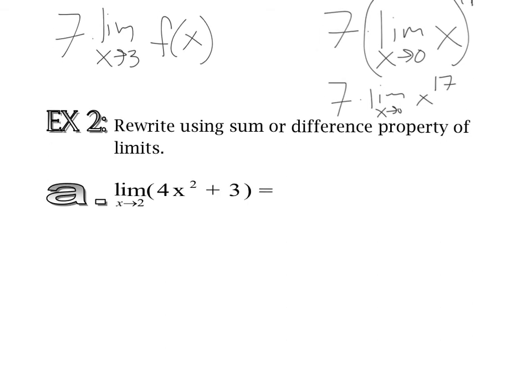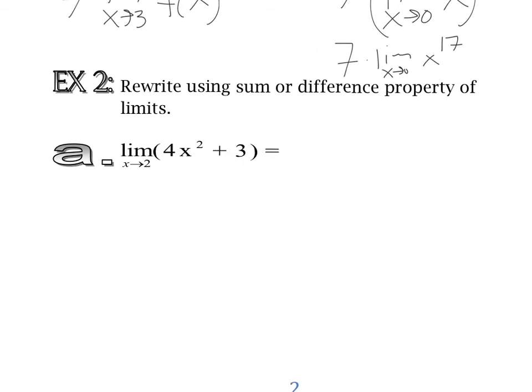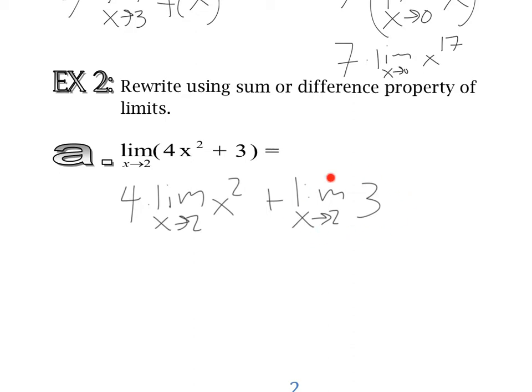This says rewrite using the sum or difference property. So we can see that we have the sum of two things. So we could write this as, and I'm going to bring the 4 out as well, so I'll show you how we could rewrite this. We could write this as 4 times the limit as x approaches 2 of x squared plus the limit as x approaches 2 of 3. So that's totally fine, and then the cool thing here is that this is actually just 3 because there's no x in here. So even simpler, you could just write it like this.